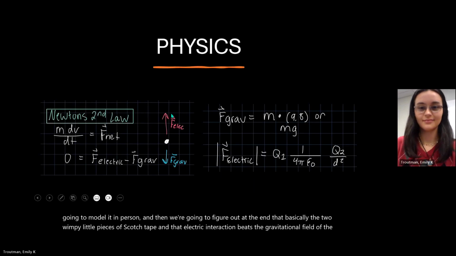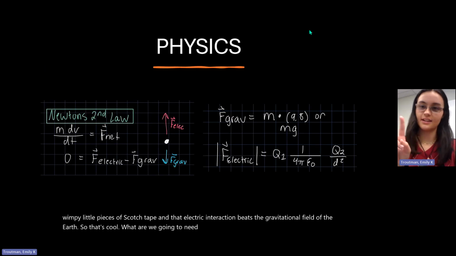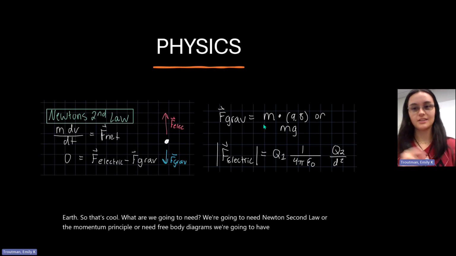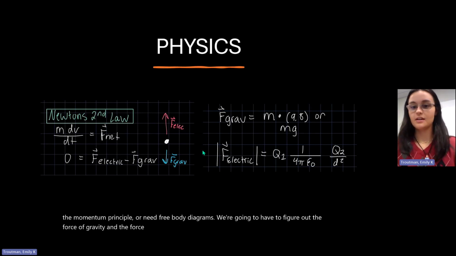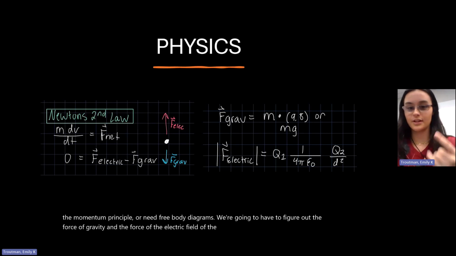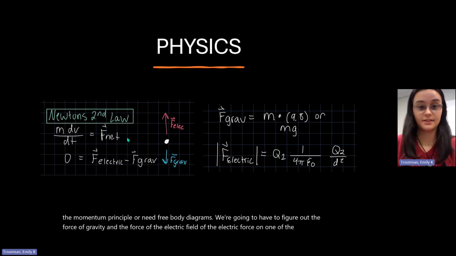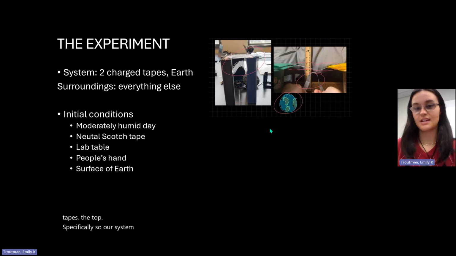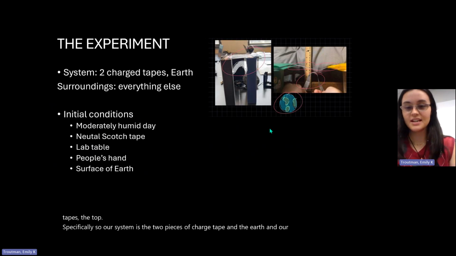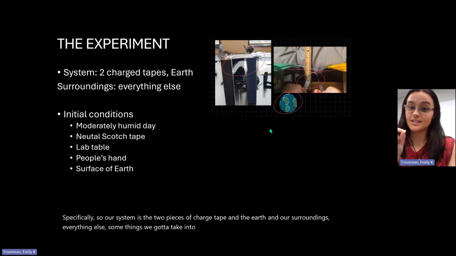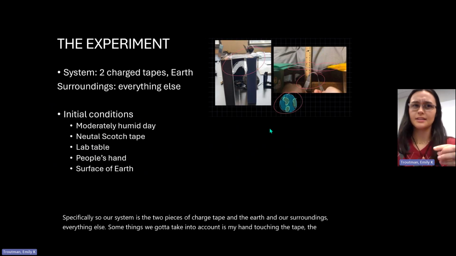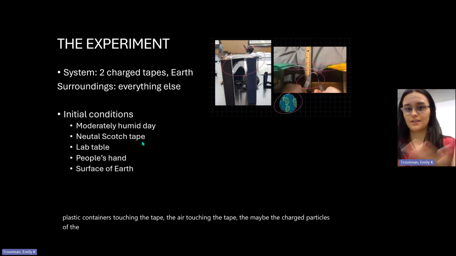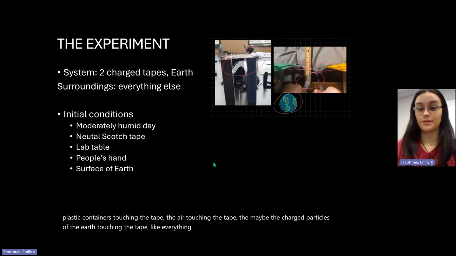So that's cool. What are we going to need? We're going to need Newton's second law, or the momentum principle. We're going to need free body diagrams. We're going to have to figure out the force of gravity and the electric force on one of the tapes, the top tape specifically. Our system is the two pieces of charged tape and the Earth, and our surroundings is everything else. Some things we have to take into account are my hands touching the tape, the plastic containers touching the tape, the air touching the tape, maybe the charged particles of the Earth touching the tape, like everything. It's not perfect, but it rounds to perfect.